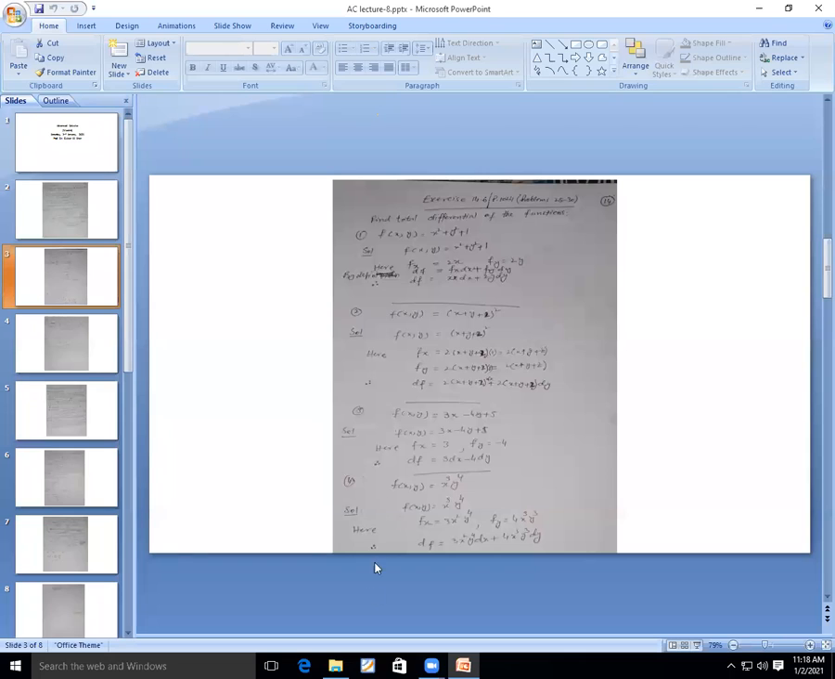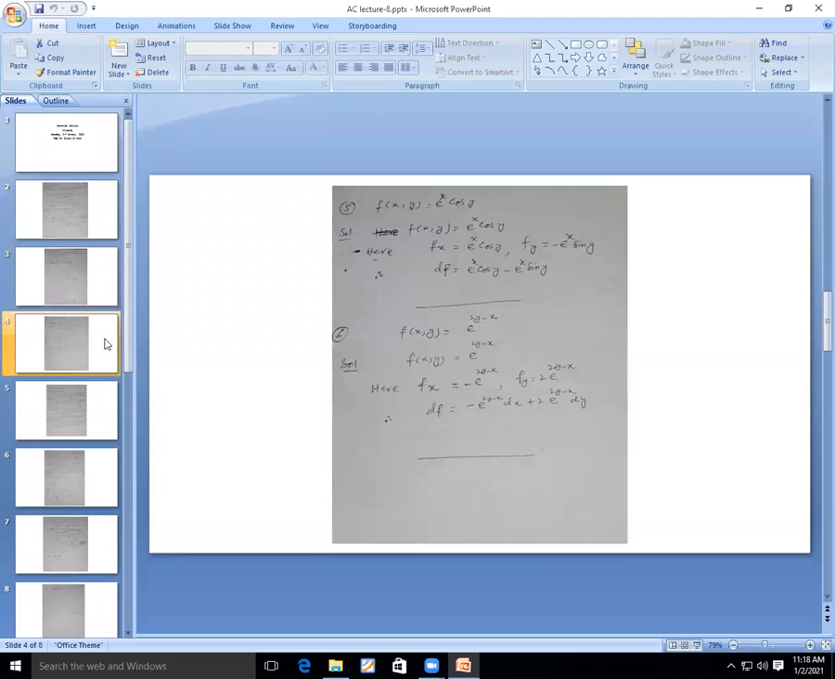Similarly, you can check example 2, example 3, example 4, and then examples 5 and 6. So these are simple examples of total differentials. Solutions are there. Please check them yourself.